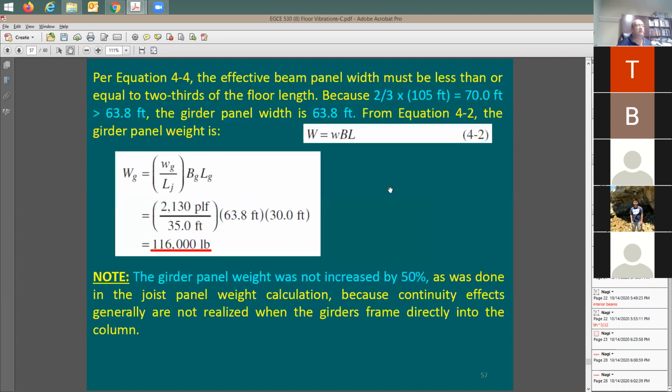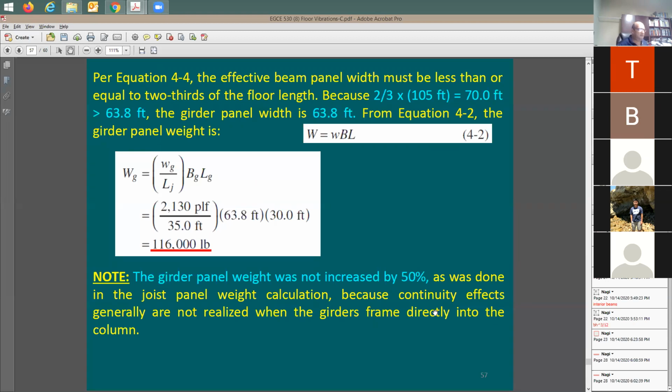All right, now we need to find out the weight for this panel. Thank you, Basil. Give you a point for this. It is going to be equal to the uniform weight that we are using here, and you're going to multiply it by B, and multiply by the length. And with that, we have the total effective weight for the girder panel. And we did not increase it by 50%. Anyone recall the reason that we don't include here this addition 50% for the girder?